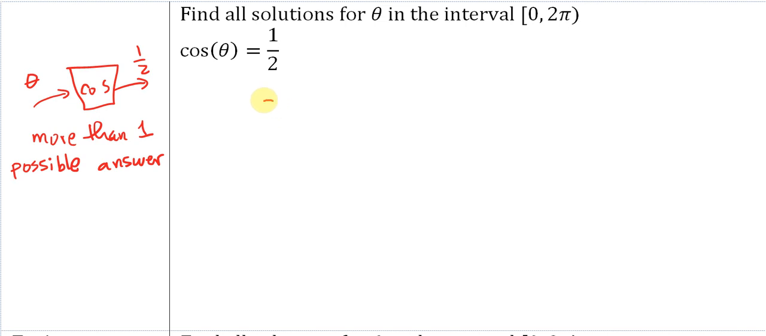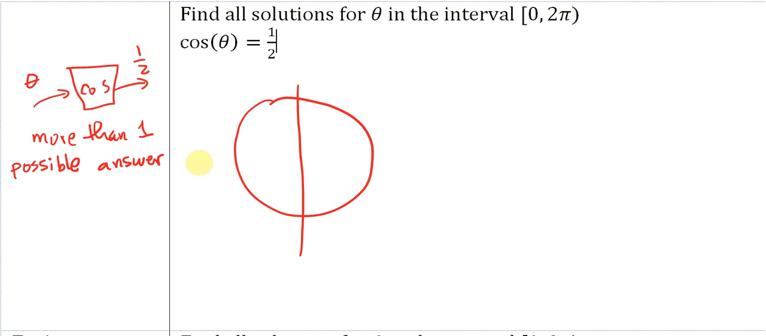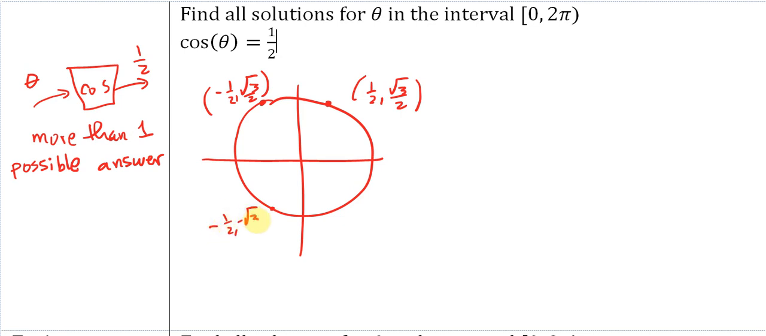To solve this problem, we really just have to understand the unit circle and how that works. On the unit circle, you have a point up here that's 1/2, root 3 over 2. Then you have a point over here, negative 1/2, root 3 over 2. That's not a solution. Same with down here, negative 1/2, negative root 3 over 2. And finally, you have one more point over here, 1/2, sorry, negative root 3 over 2.